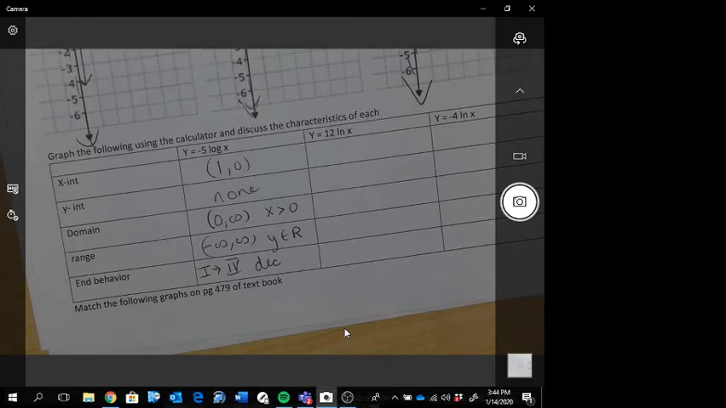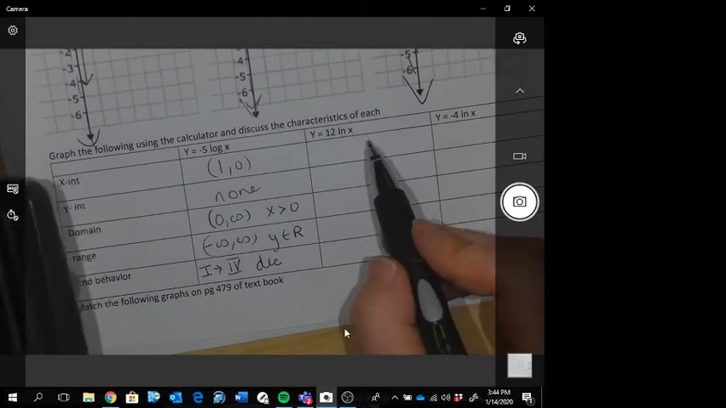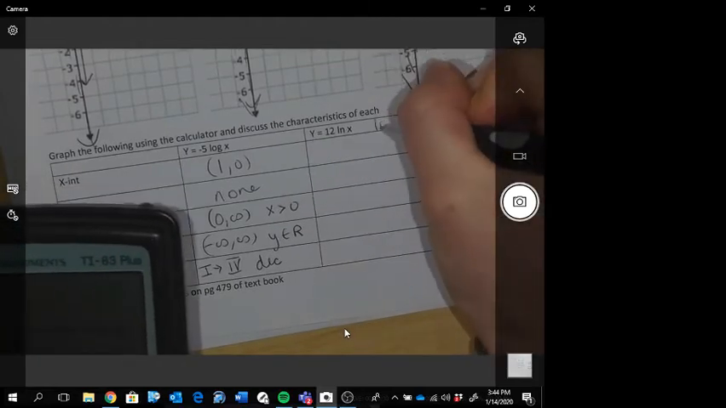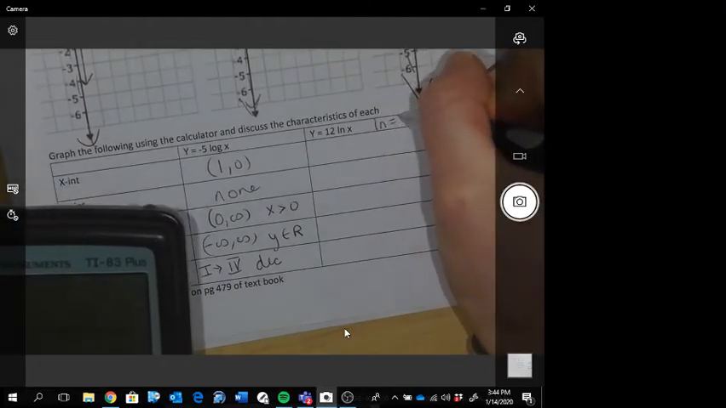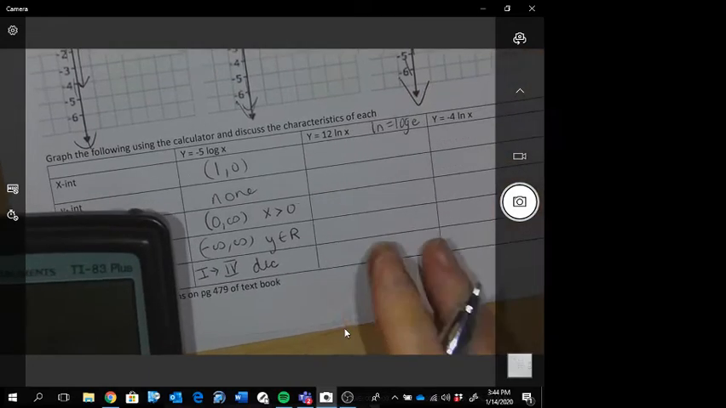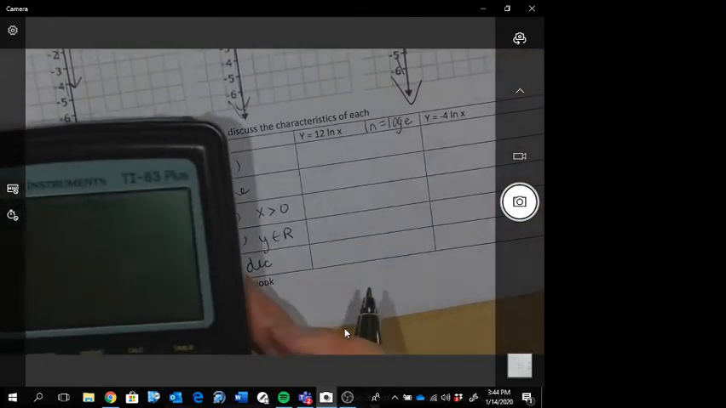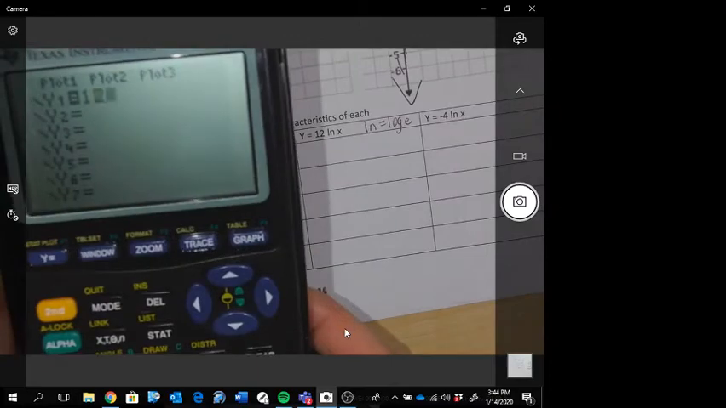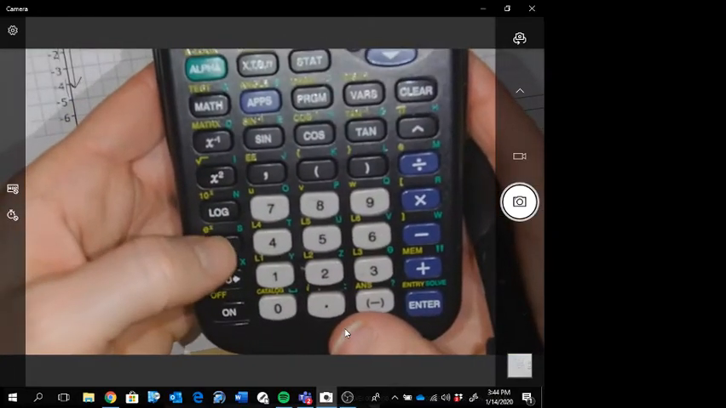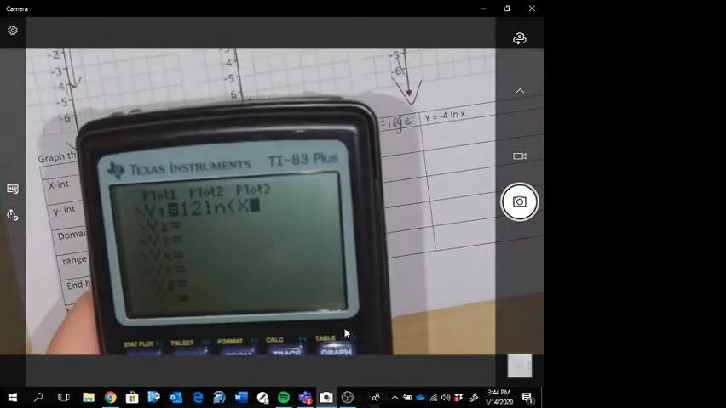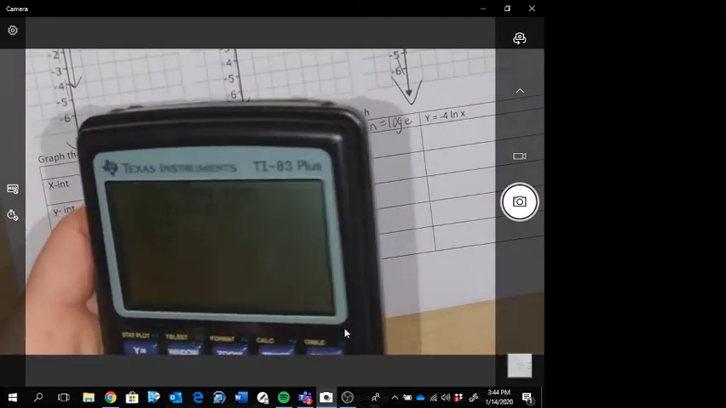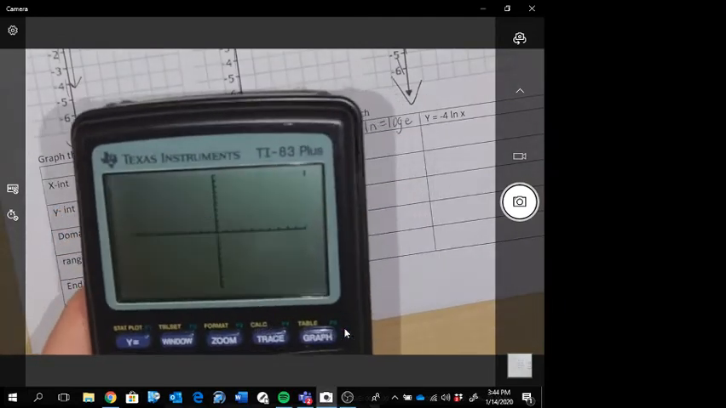Okay, next, 12 ln of x. So ln is the same as doing log with an e. Okay, so 12, and then this is the ln button here now. ln of x, so it should look like that. I'm just going to go back to my zoom 6 here.